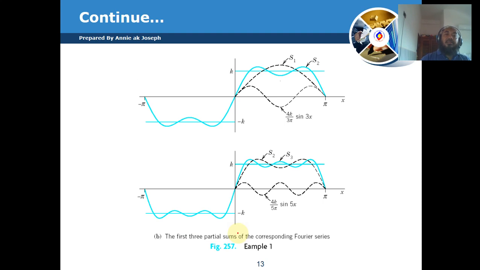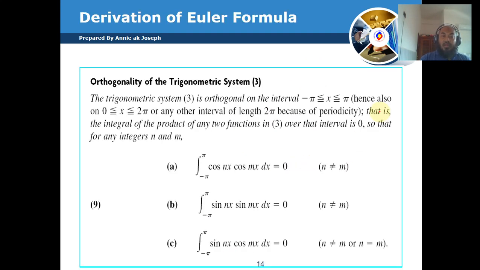This is the graph that represents s1, s2, and this is s3. Okay, so we continue this one after we have a break for a while.